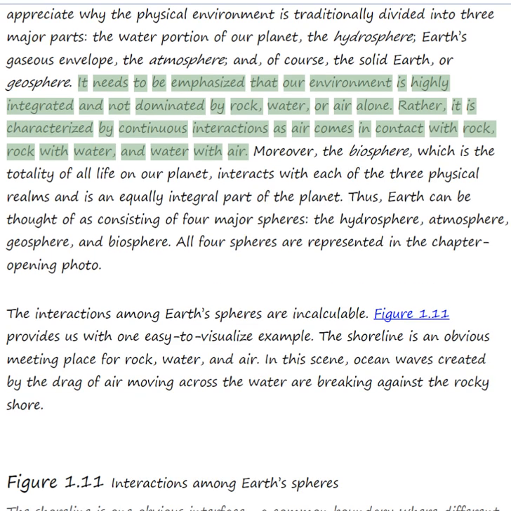It needs to be emphasized that our environment is highly integrated and not dominated by rock, water, or air alone. Rather, it is characterized by continuous interactions as air comes in contact with rock, rock with water, and water with air.